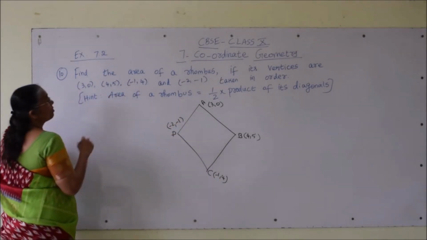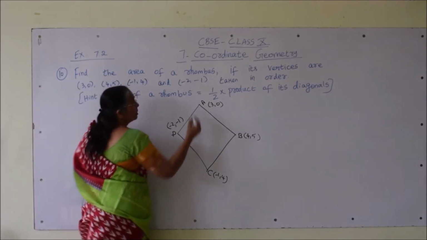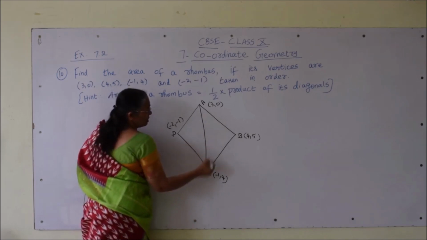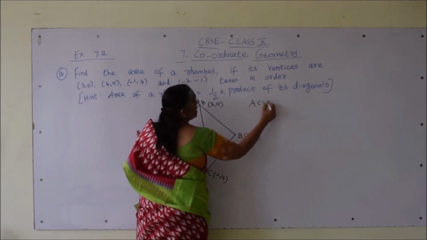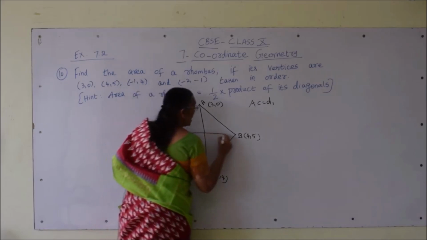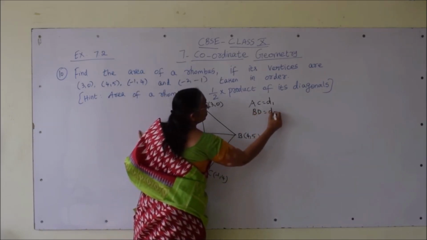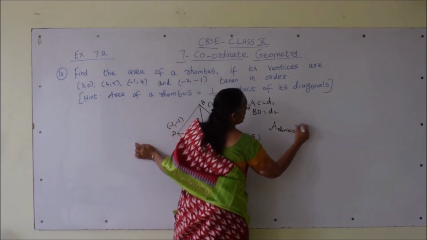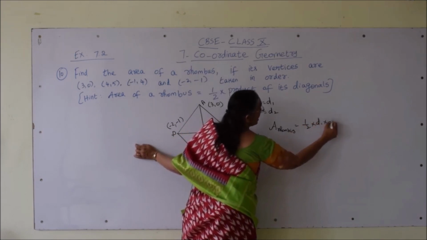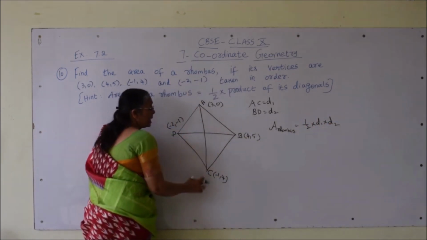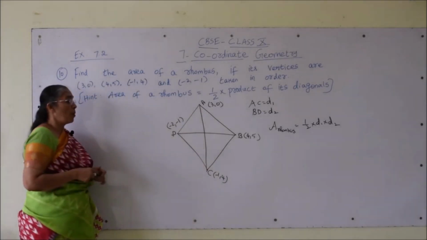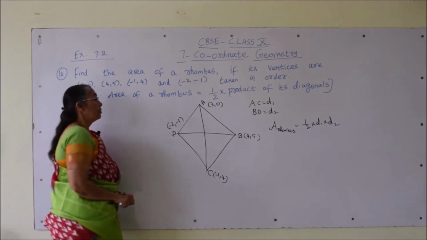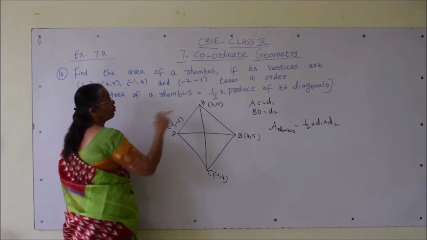Now, we need the area of the rhombus, which is nothing but the product of diagonals by 2. So, AC is one diagonal, we can consider this d1, and BD is diagonal 2, d2. Then the area of the rhombus is equal to half d1 into d2. Now AC is nothing but the distance between the points 3, 0 and minus 1, 4. So here we have to use the distance formula to find AC.